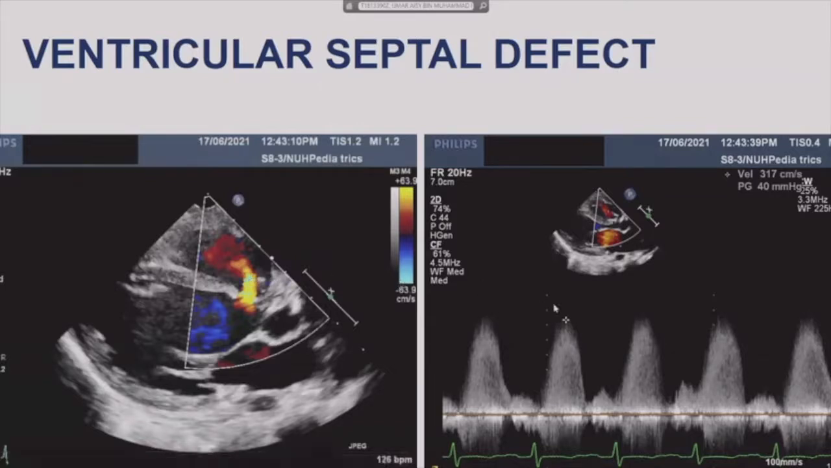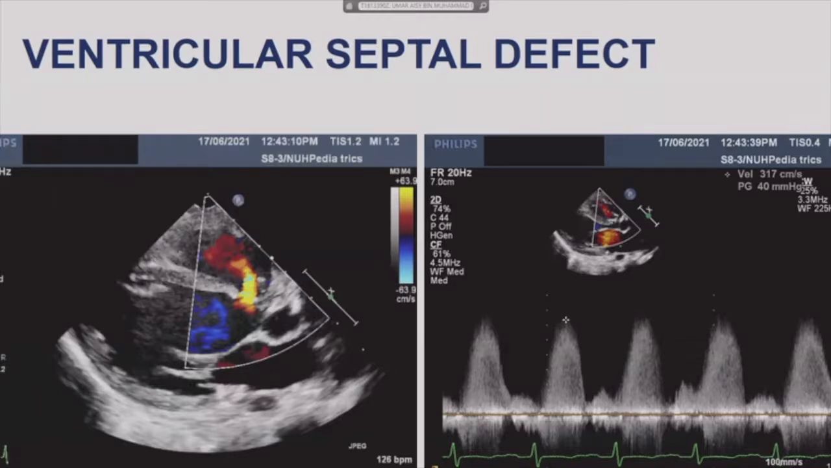As such, if you can see this Doppler tracing, we could see that the velocity of this jet across this ventricular septal defect is 3.17 meters per second, and using the modified simplified Bernoulli equation, we derive that the pressure gradient across the ventricular septal defect is estimated to be 40 mmHg. How do we then estimate the hemodynamics here? We use it to estimate the right ventricular pressure as a surrogate of the pulmonary arterial systolic pressure.